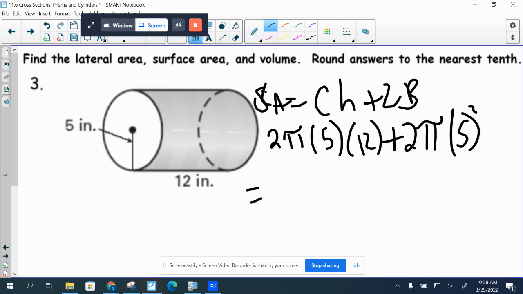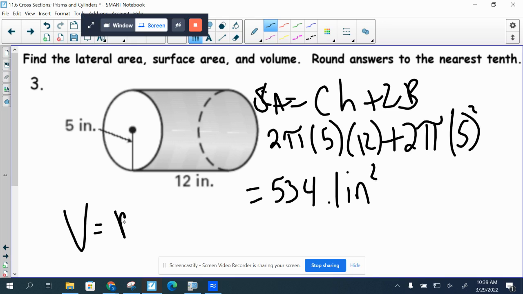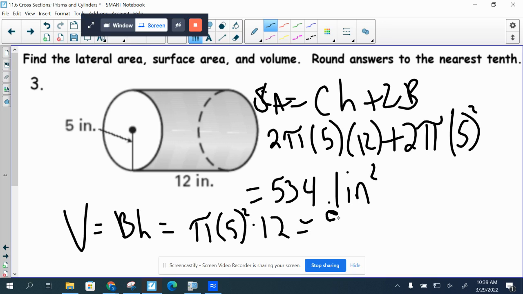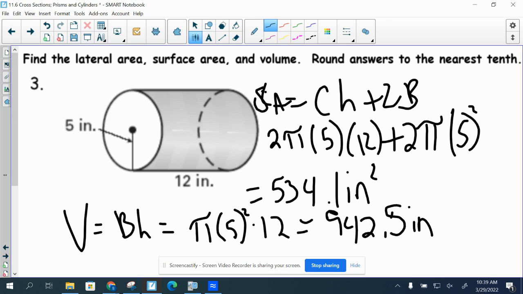If you plug that in your calculator, you would get 534.1 inches squared. For volume, we're doing area of the base times height. So pi times r squared is the area of the base, and then times the height, which is 12, and you get 942.5 inches cubed.